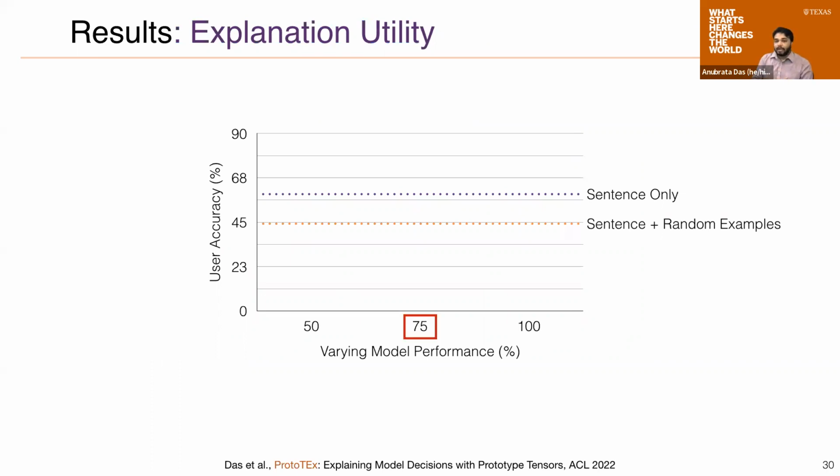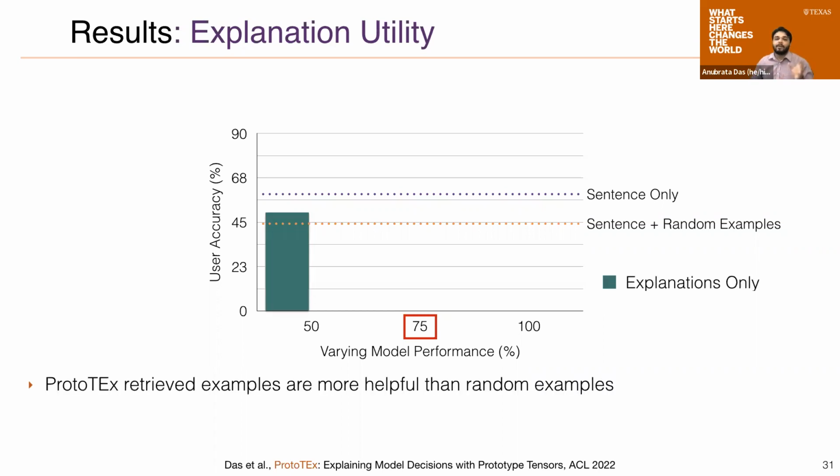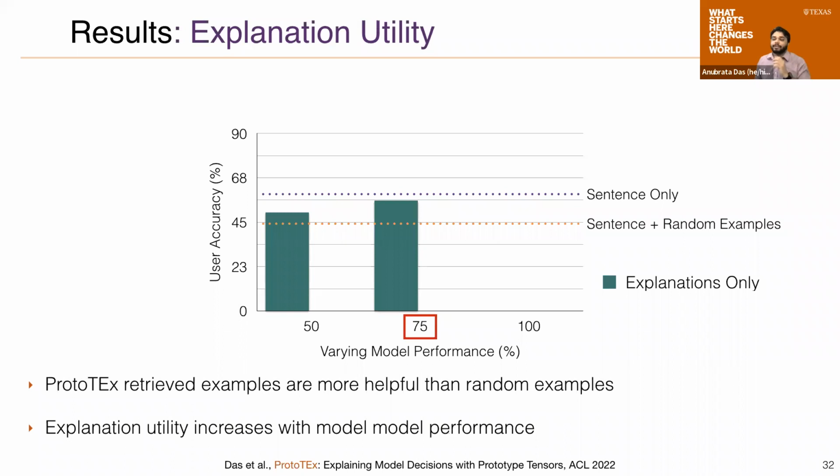Now, in this experiment, we vary the model performance post-hoc. That is, we only analyze the data where the model is correct 50% of the time, or 75% of the time, or the model has 100% accuracy. And here, the 75 box is marked to indicate that this is, in the ballpark, where our model performance is as of today. Now, given this varying model performance, when we provide only explanations, we see that ProtoTEx retrieved examples are more helpful than randomly retrieved examples. And then we see that the explanation utility increases with model performance.